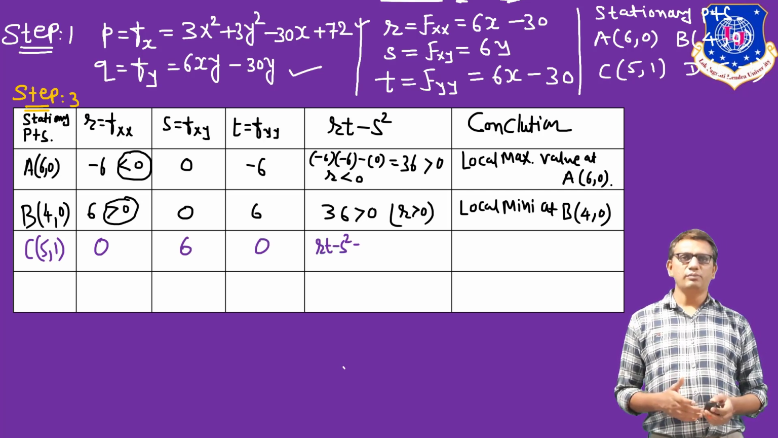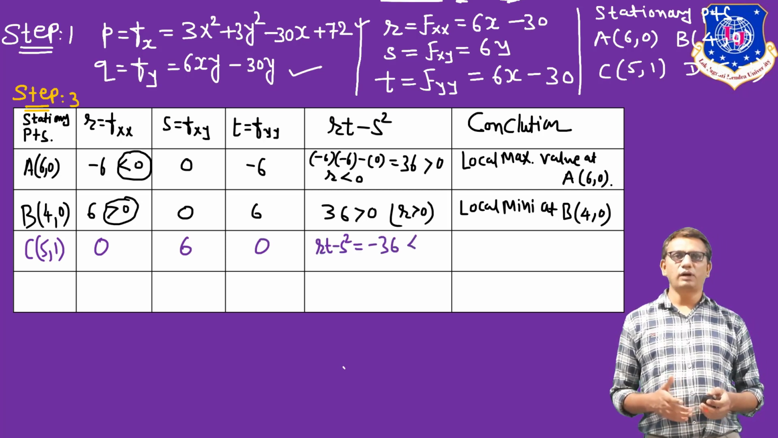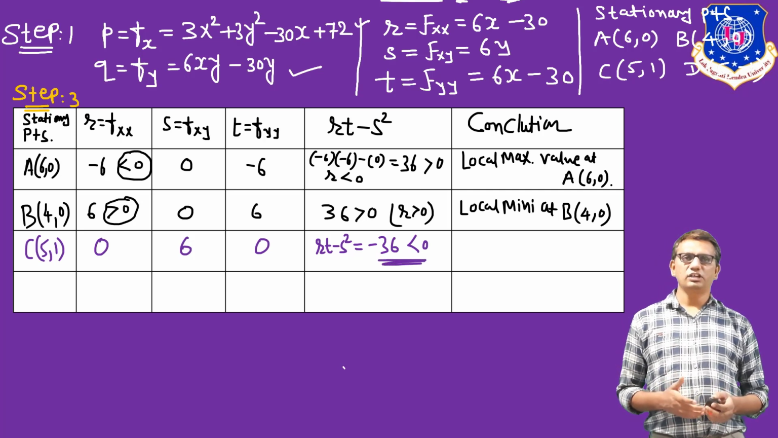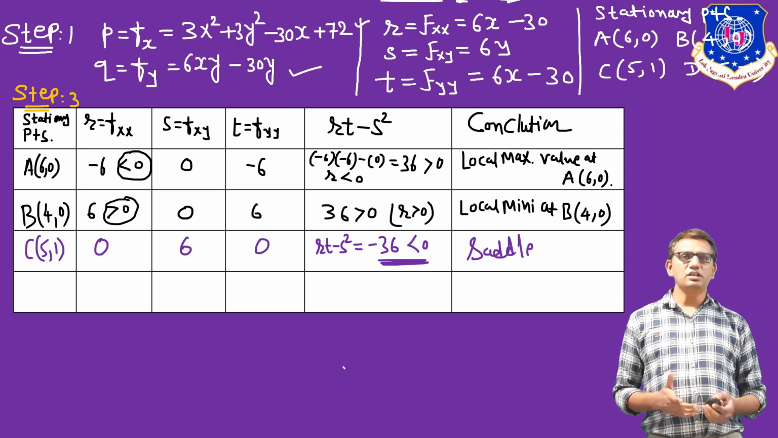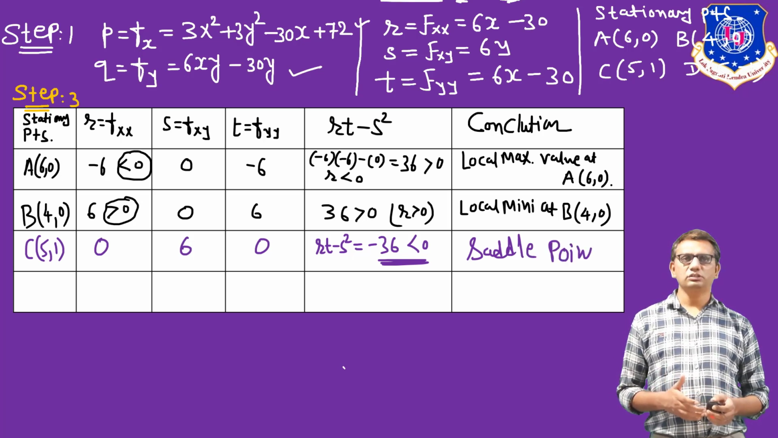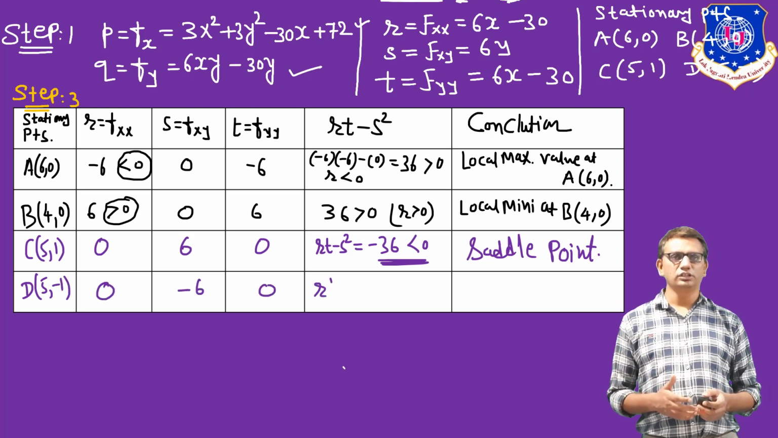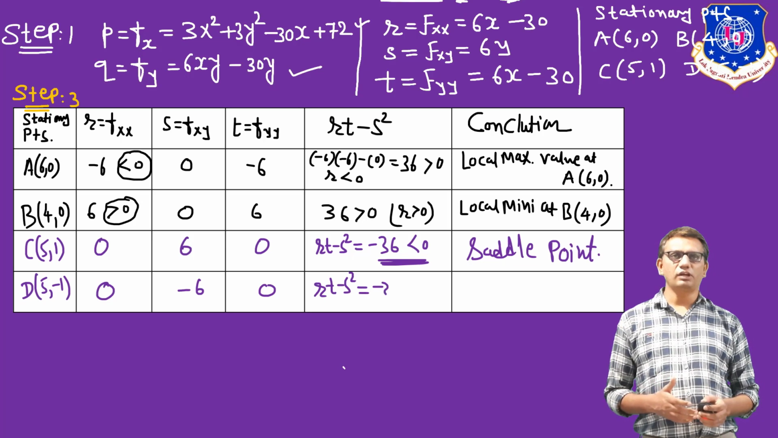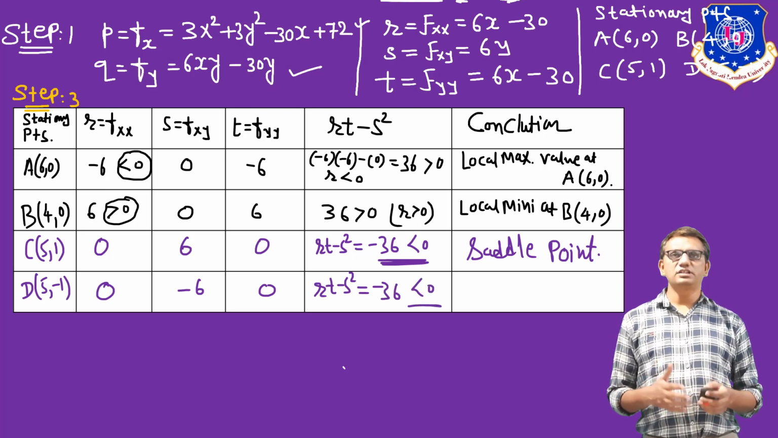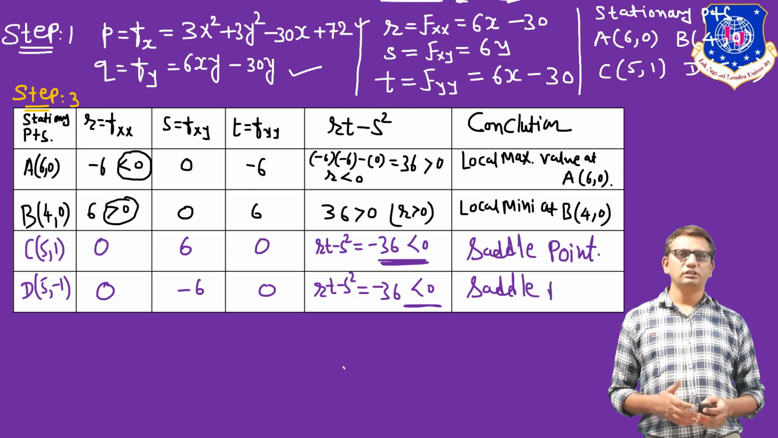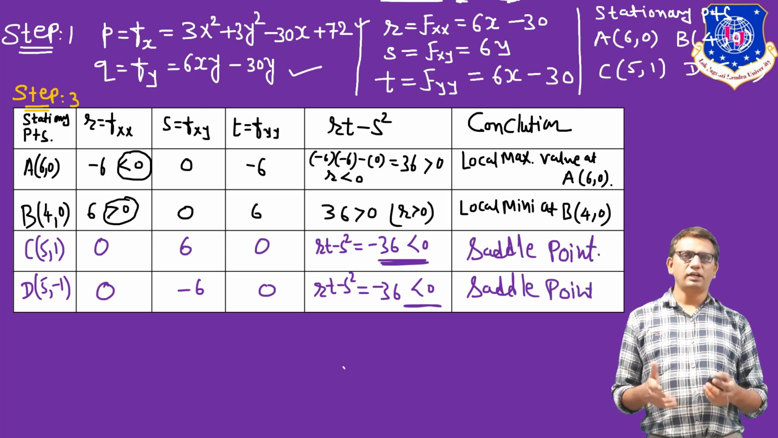So we get rt minus s square equal to minus 36. So we have a saddle point at C, and for D we have the same type of situation. When we take the C and D values, which are (5, 1) and (5, minus 1), we have rt minus s square value equal to minus 36. When rt minus s square is negative, we have a saddle point. Neither maximum nor minimum at C and D points.